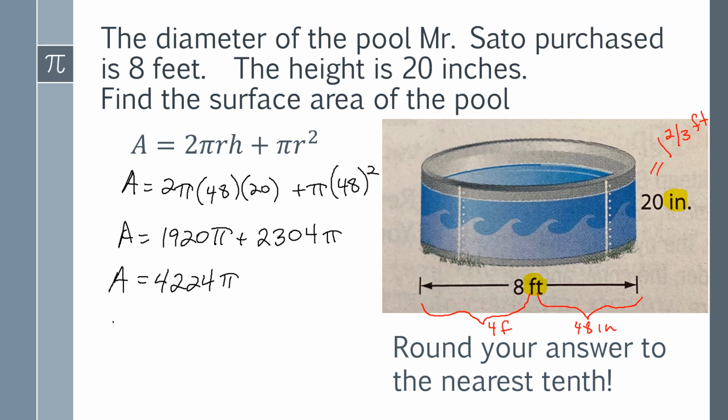So now we can figure out to the nearest tenth just by multiplying that value, 4,224, and multiplying it by pi. I get 13,270.08. So 13,270.1 inches, so square inches.